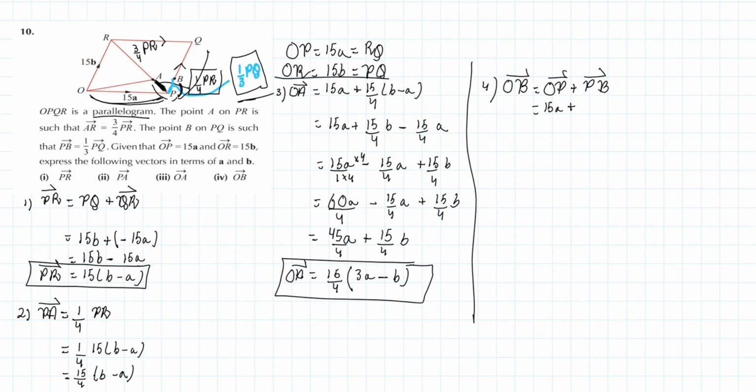15A. So P to B is 1/3 PQ, and look, you don't need to write PQ because you know the value of PQ, that is this part which is equal to 15B. So 15B. Now these can cancel, 3 by 3 is 1 and 3 into 5, so equals 15A plus 5B. Now you have to take common, that is 5, so 3A plus B is the answer for OB. Okay, so this is the answer.